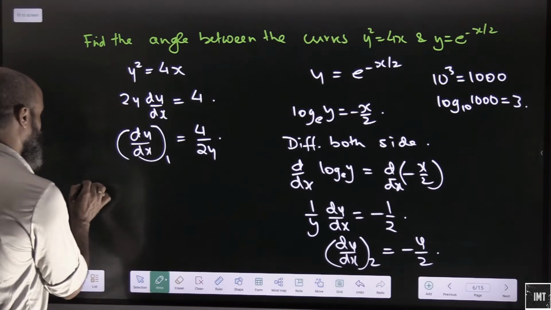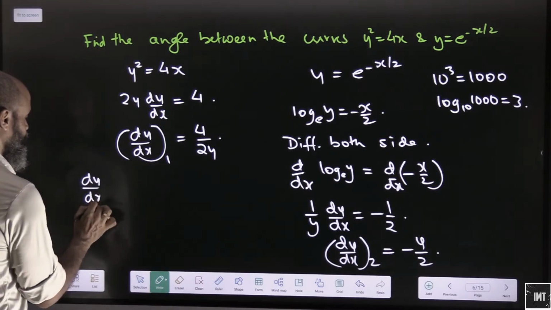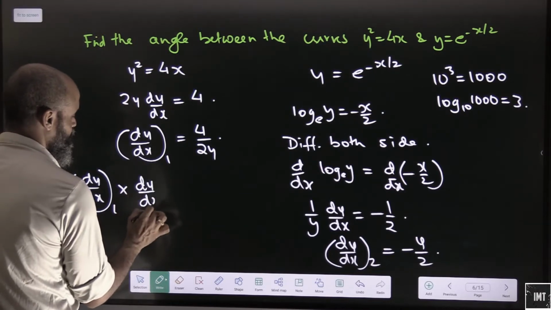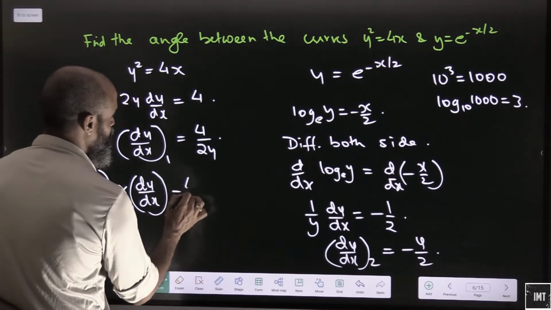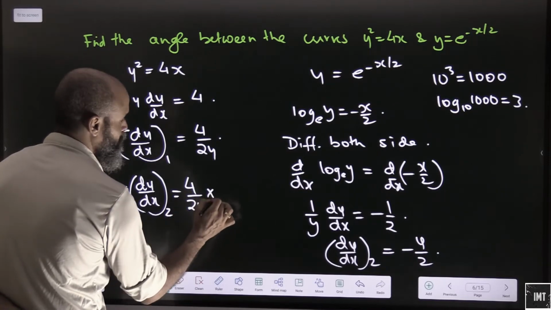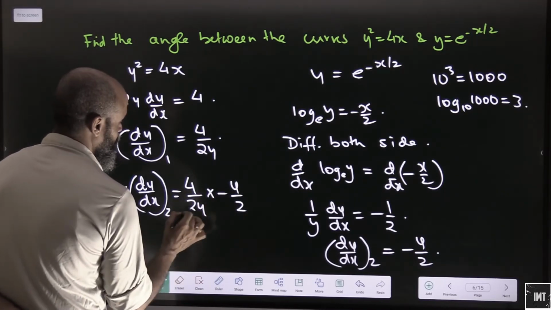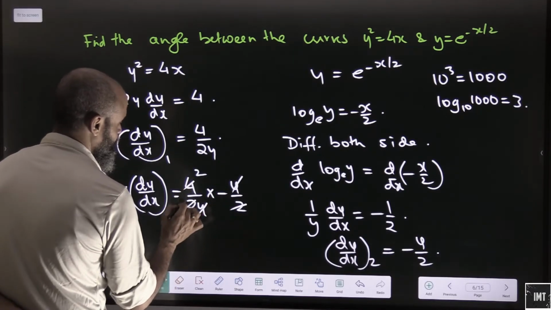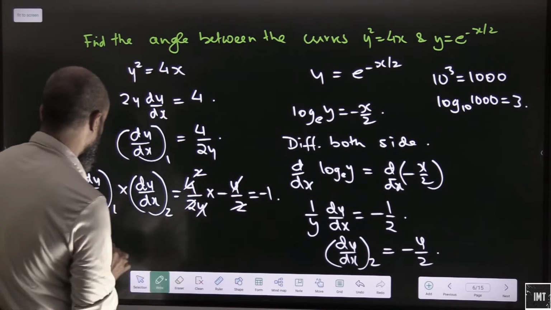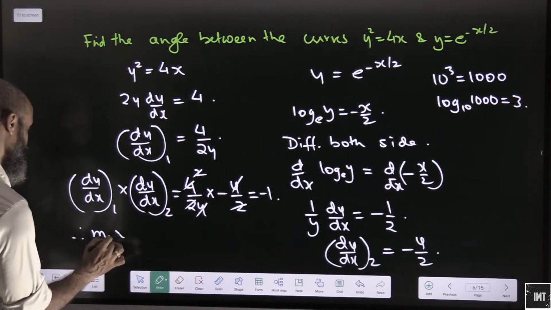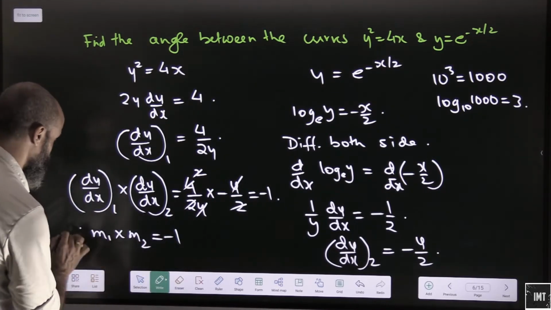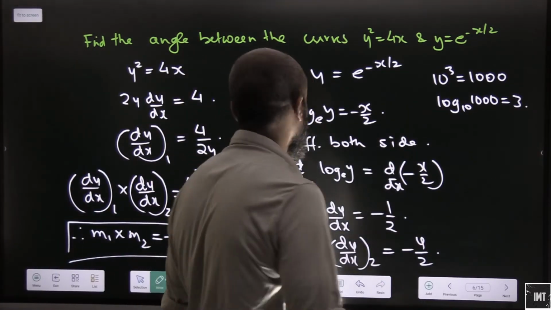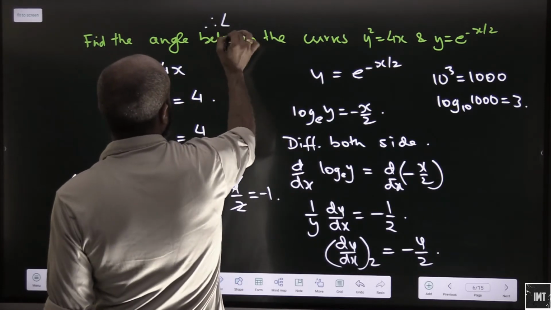If I multiply dy by dx at 1 into dy by dx at 2, this will be 4 by 2y into minus y by 2. So 2 2s are 4, this y gets cancelled and this 2 and 2 get cancelled, so we get minus 1. Therefore m1 into m2 is equal to minus 1.